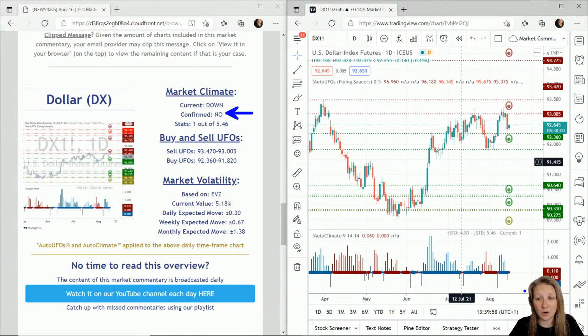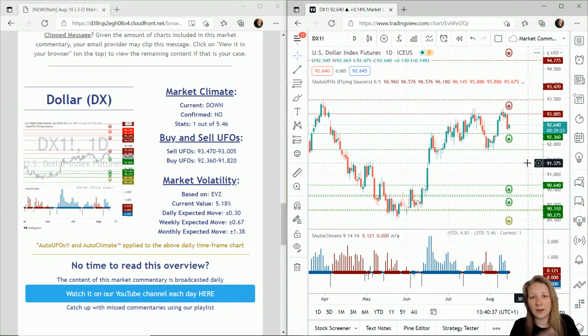And again, not surprising, because we have sell orders here at 93.47 to 93.005. That already worked here to push price down. Price came back in and then it came down. But we have buy orders here at 92.36 to 90.64. So again, buyers and sellers very close to each other, which is why this climate is unconfirmed, doesn't quite know what it's doing. So again, we don't need to be trading something where we don't have clear probabilities. We can change time frame, we can change market. So same here for the US dollar.